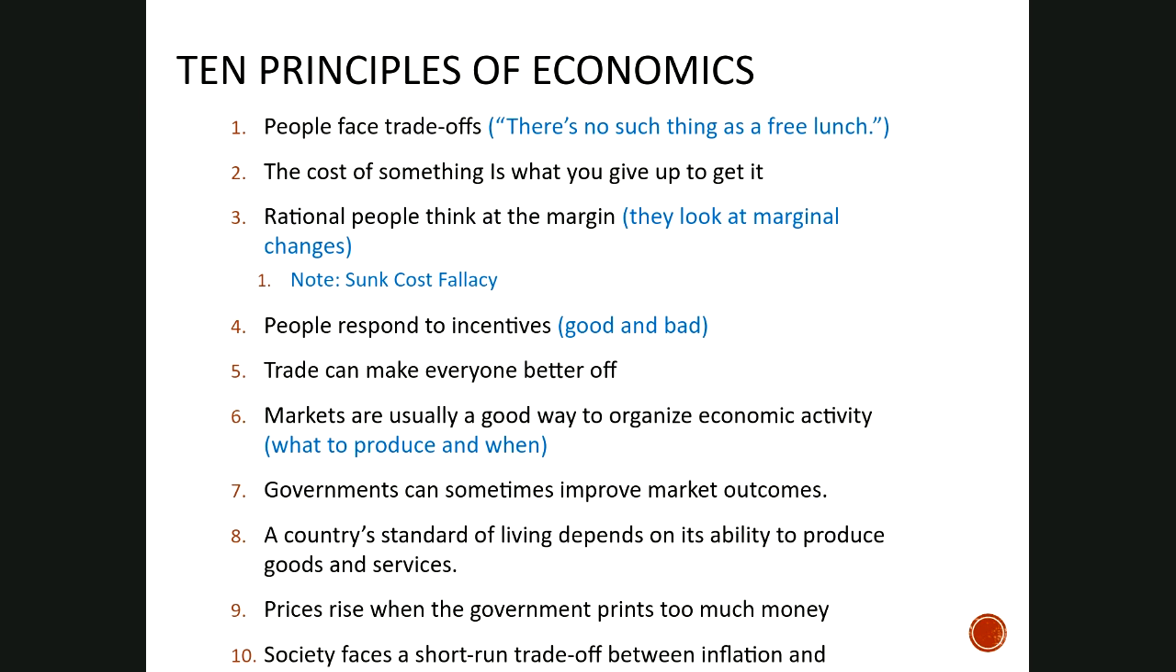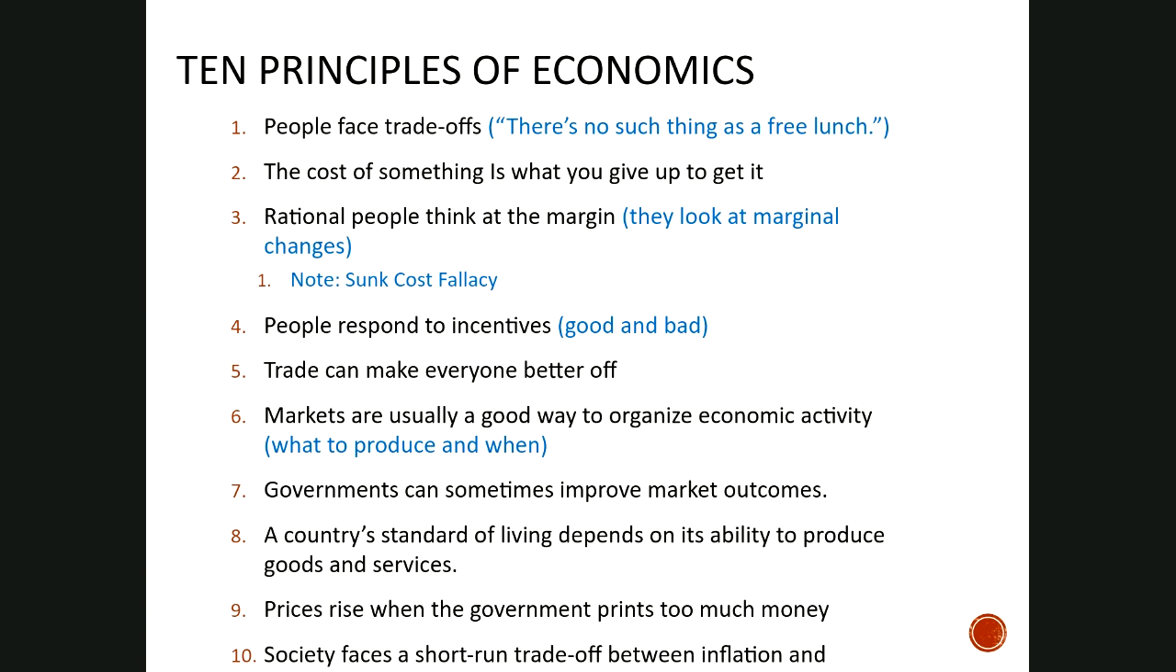So the 10 principles, really briefly, and we'll talk more about each of these in depth, is that people face trade-offs, i.e. there's no such thing as a free lunch. The cost of something is what you give up to get it, i.e. this is the opportunity cost. Rational people think at the margin. They think at the marginal changes. And this gets into something later we'll call the sunk cost fallacy. People respond to incentives, good and bad.